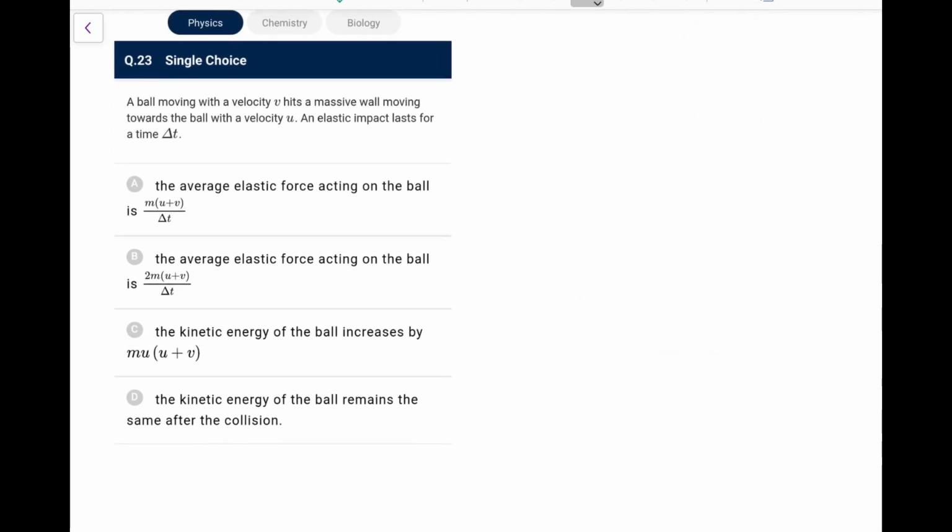Now the 23rd, what this question says: a ball goes with speed v, hits a massive wall moving towards the ball with speed u. If the elastic impact lasts for a time delta t. Now elastic collision, you remember all this. This is v, this is u. Whenever it strikes the wall, it will continue to go with speed u. Initially they were approaching with a speed v plus u because they were opposite. So again the separation speed is v plus u, now both in the same direction, so that v plus u would be added to u, so its velocity will become v plus 2u, so that the difference still remains the same.